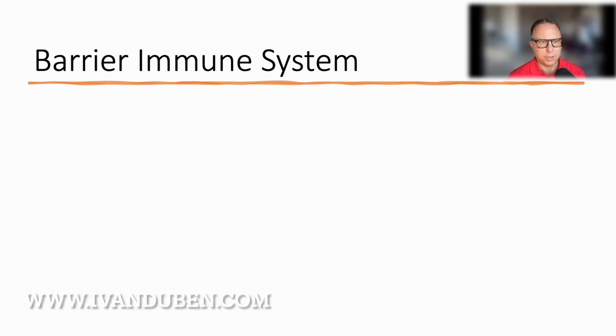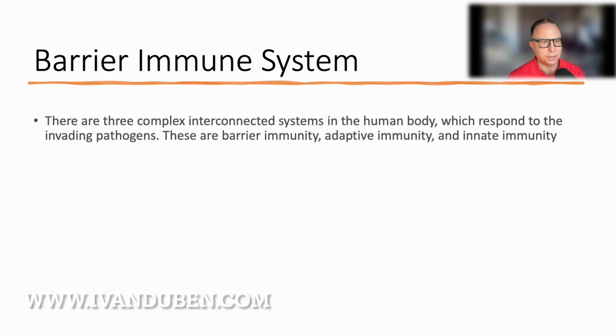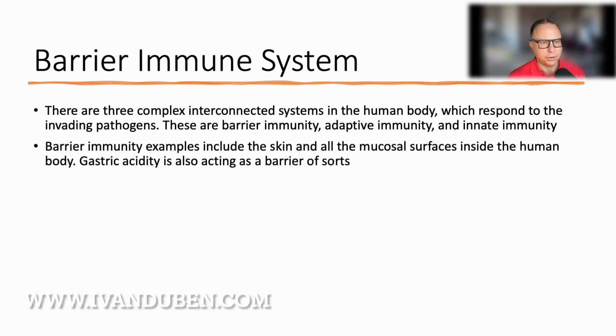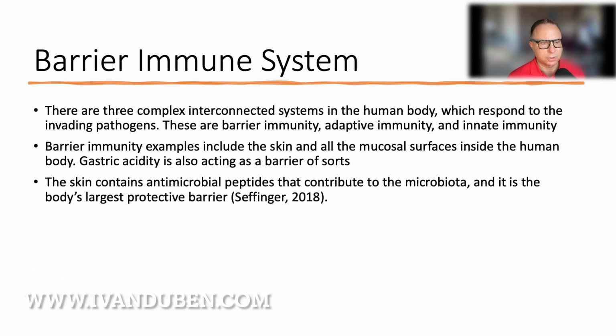Ultimately, we want to have a positive effect on the immune system and resiliency. There are three complex interconnected systems in the human body which respond to the invading pathogens. These are barrier immunity, adaptive immunity, and innate immunity. Barrier immunity examples include the skin and all the mucosal surfaces inside the human body. Gastric acidity is also acting as a barrier of sorts.